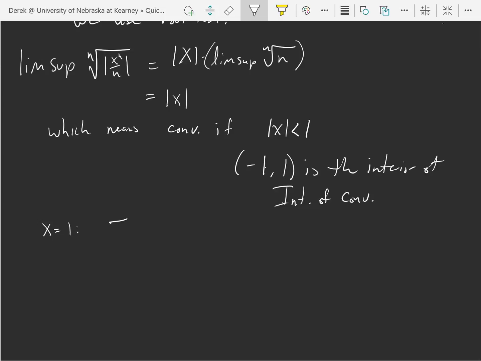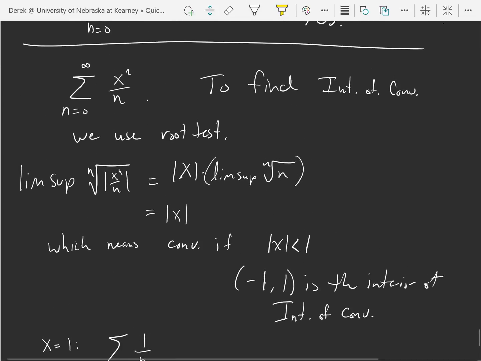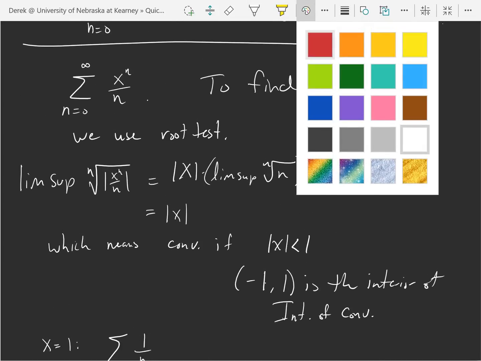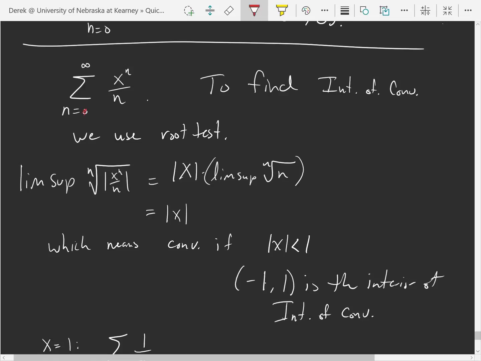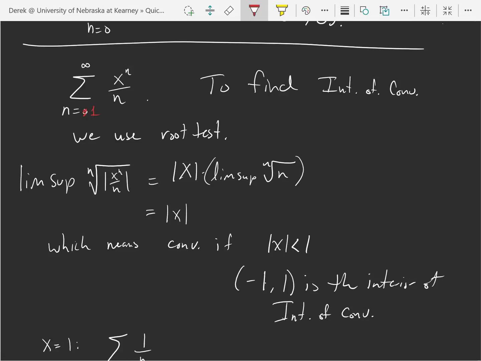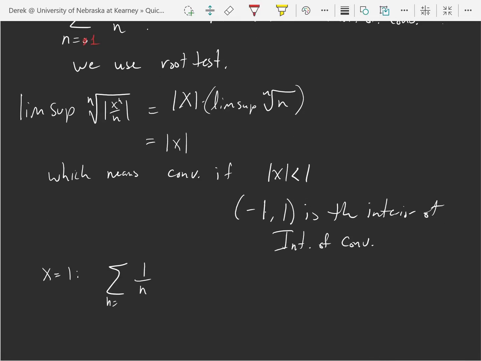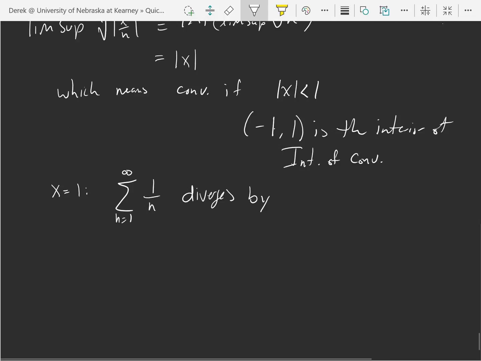If I look at x equals 1, I get the sum of 1 to the n over n from n equals, did I start at 0? I should start at 1 here because I don't want to divide by 0. So we're going to start at 1. From 1 to infinity, which diverges by, well, I've seen that twice now, Cauchy condensation test.